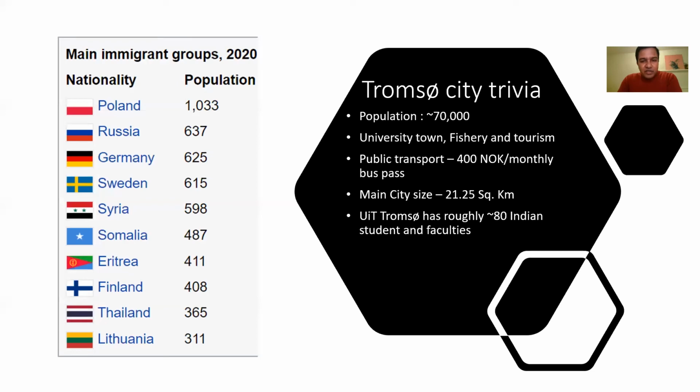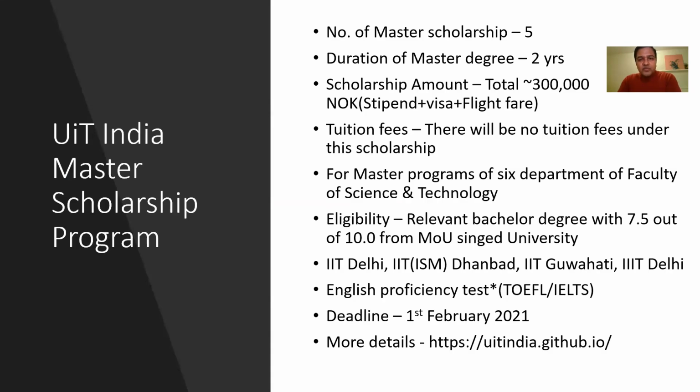And with this, I would like to talk about a brief overview of this Master Scholarship Program. There are 5 positions open, and the duration of the master degree is 2 years here. The scholarship amount will be around 300,000, that is 3 lakhs Norwegian currency, comprising a monthly stipend, visa fee, and the flight fare. Students under this program do not have to pay any tuition fee, and the master programs are open for 6 departments of the Faculty of Science and Technology.